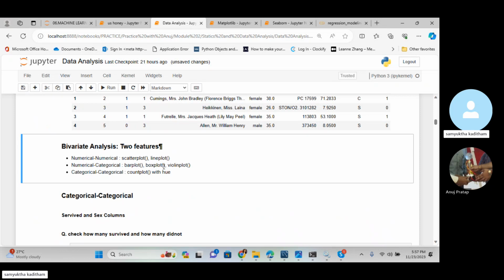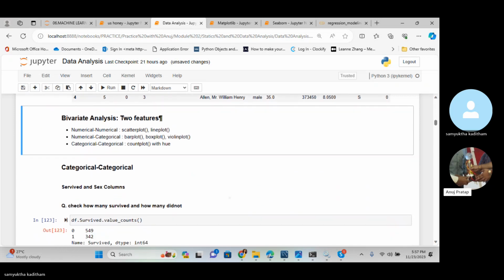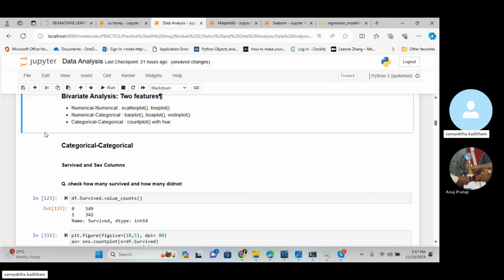So we are going to start with bivariate analysis. In bivariate, we are taking two features. The features might be numerical or categorical. If both are categorical, then we can use count plot with hue. If both are numerical, we can use scatter plot, line plot. For numerical and categorical, we can use bar plot, box plot, and violin plot.